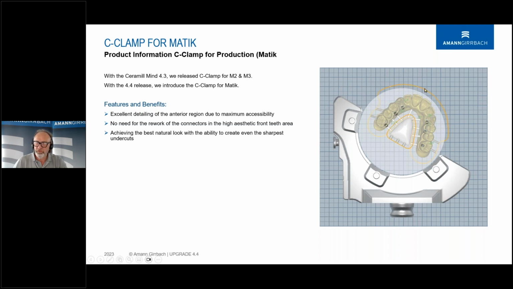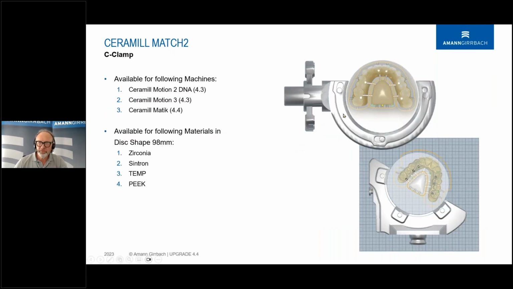If you see here the outer line of my milling path, and I put my construction very close to the edge of my blank, then you can see I can save a lot of material here, which is not at the blank. I can be very close to the edge of the blank. But all in all, the higher aesthetic, the higher milling result is for me the reason to use the C-clamp also for the matic. Here is the C-clamp for the motion 2 and 3, and here's the C-clamp for the matic, available for these materials: zirconia, sintron, temp, and PEEK.